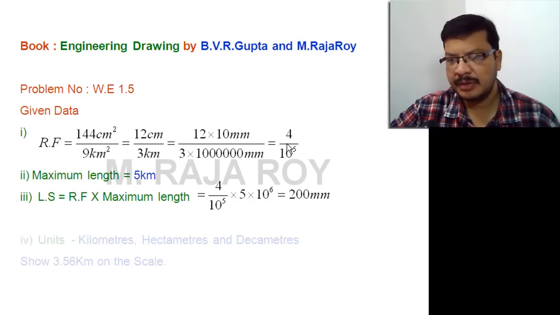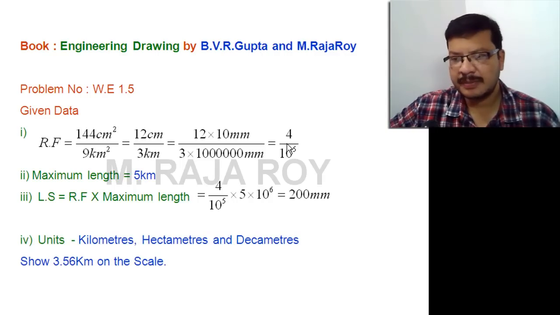In the next step, identify the units that are to be displayed on the scale. Here kilometers, hectometers and decameters are to be displayed on the scale. After drawing the scale, the distance of 3.56 kilometers has to be shown on the scale. So this is the given problem.